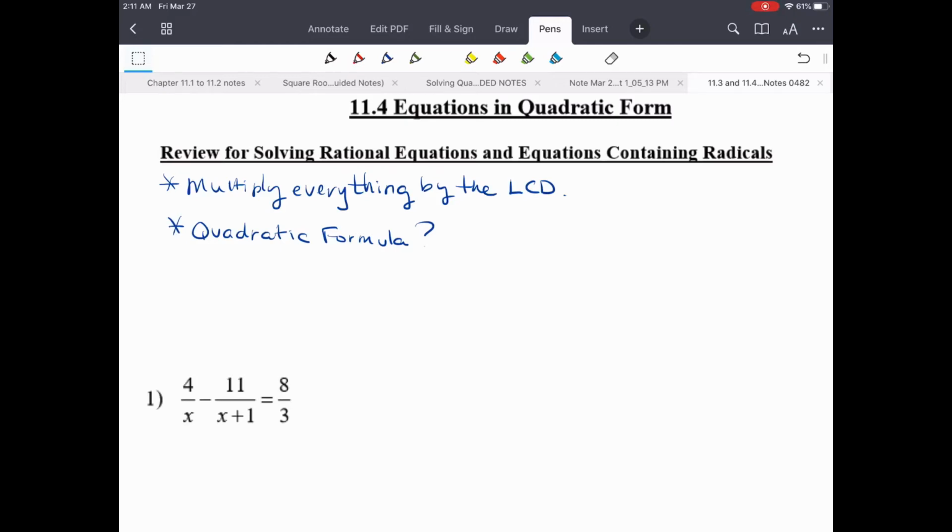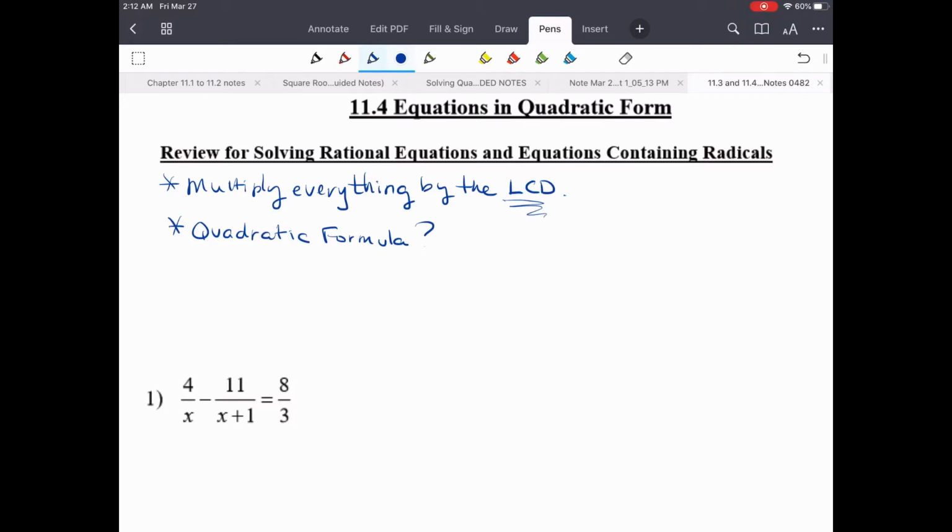Okay, in section 11.4, we're going to get into equations in quadratic form. And it starts off with a review for solving rational equations and equations containing radicals. I wrote down a few things here, but when it comes to solving anything with rational numbers, we want to multiply everything by the LCD, so the least common denominator.